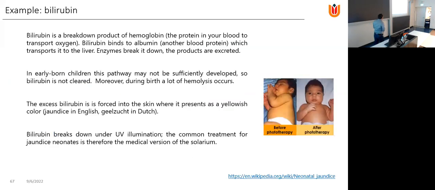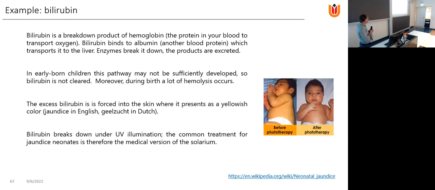Okay. In one of the first slides, starting with the topic, I showed this baby with this instrument to its head, which was called a bilirubin meter. So bilirubin is a breakdown product of hemoglobin. Hemoglobin is, of course, the protein that transports oxygen in your blood. And normally it binds to albumin. This is another protein. That combination is then transported to the liver, where enzymes break it down, and the breakdown products are then excreted.